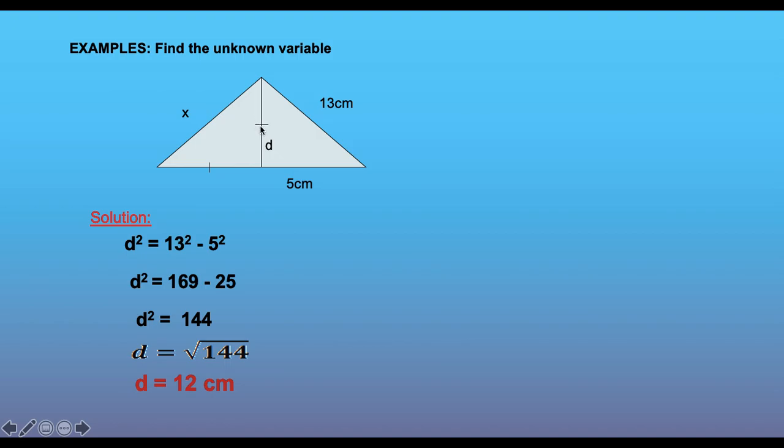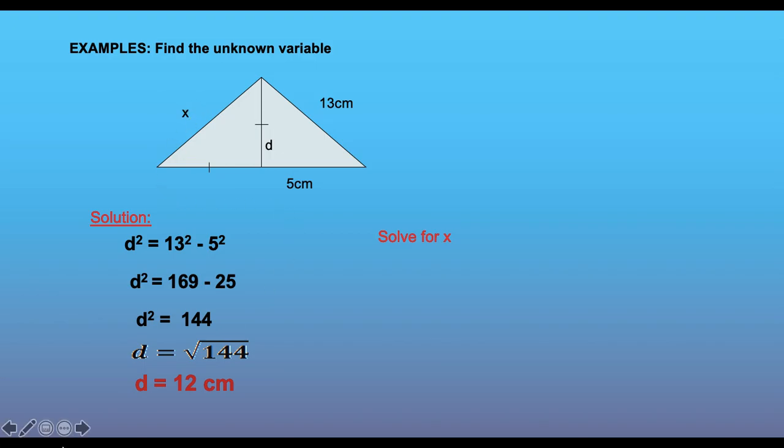So this side we already found out because it is adjacent to another triangle. So D is the 12 which we already found out. Since this side and this side are equal, this side is also going to be 12 centimeter. Now we will simplify. We are going to solve for X.